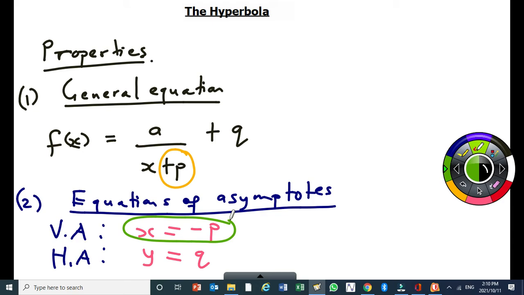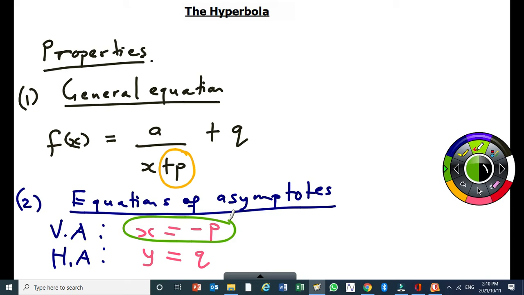Okay? Please take note. These are equations. That's why I'm starting with x for the vertical, y for the horizontal. You don't write vertical asymptote equals. That's wrong. Your equations must start with x or they must start with y. Is that clear? So, equations of asymptote.